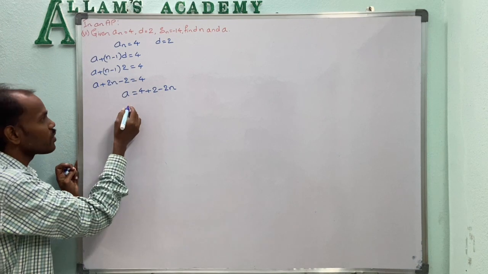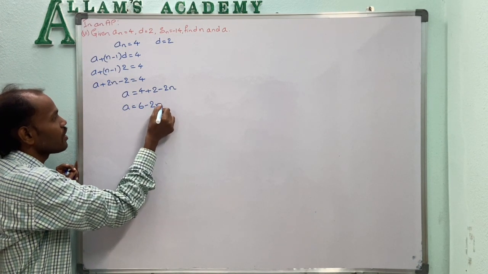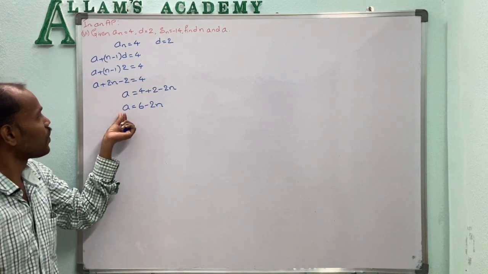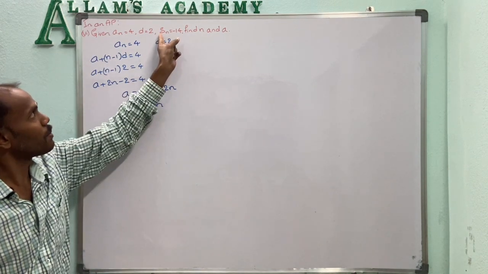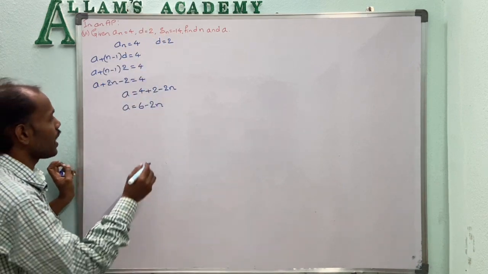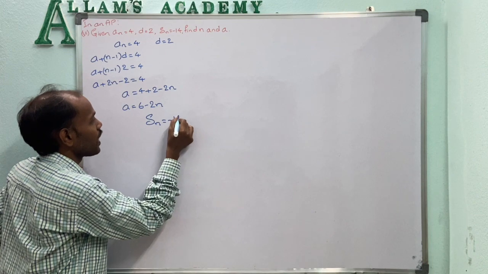So 4 plus 2 is 6. So a equal to 6 minus 2n. So the first term a equal to 6 minus 2n. Now the sum of n terms Sn equal to minus 14, given. So Sn is equal to minus 14.